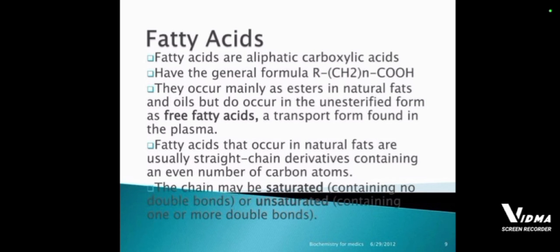Fatty acids are aliphatic carboxylic acids, with the general formula RCH2COOH. They occur mainly as esters in natural fats and oils, but do occur in the unesterified form as free fatty acids, a transport form found in the plasma. Fatty acids that occur in natural fats are usually straight chain derivatives containing an even number of carbon atoms. The chain may be saturated, containing no double bonds, or unsaturated, containing one or more double bonds.